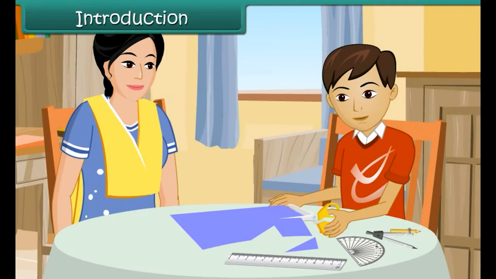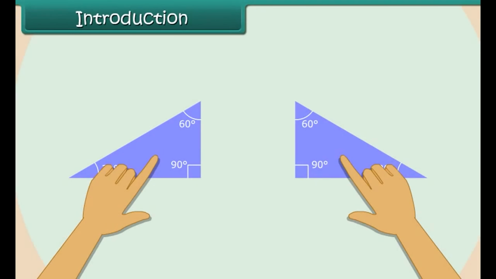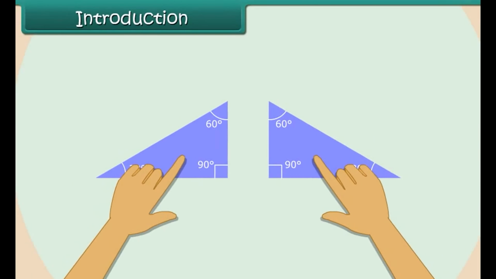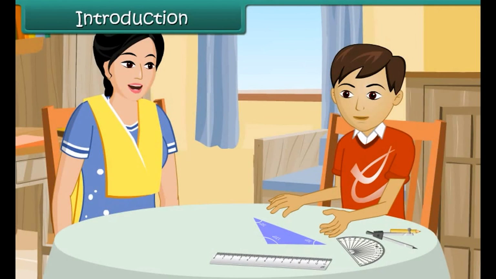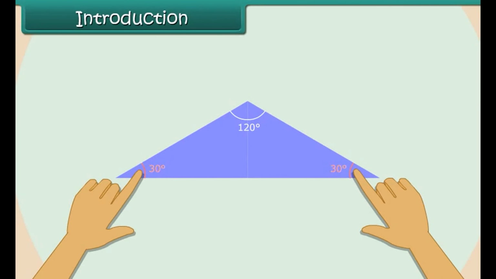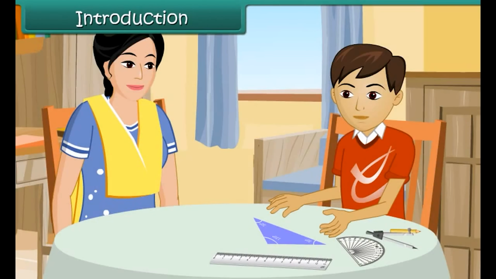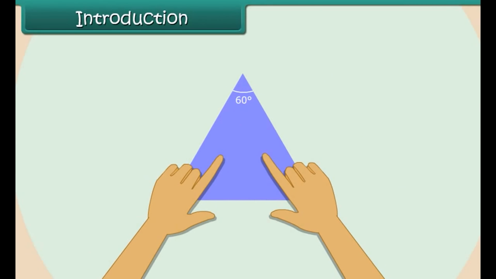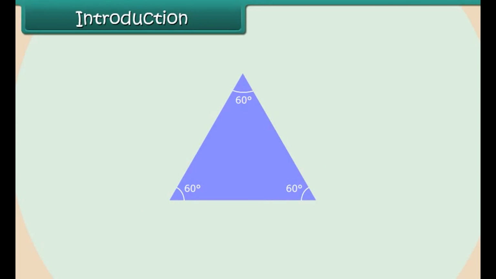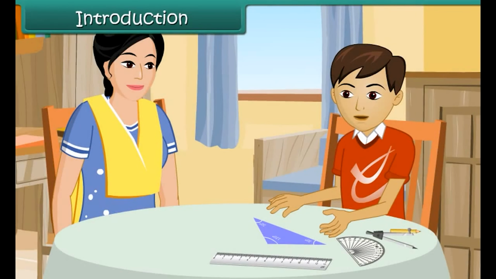Introduction. Mom, look! I made a new triangle by joining two identical right-angled triangles. That's great, Nick. Did you observe the sides and angles of the new triangle? Yes, Mom. Two sides and two angles are equal. Wonderful. Now join two right-angled triangles to create a new triangle with all sides and all angles equal. I have done that as well, Mom.